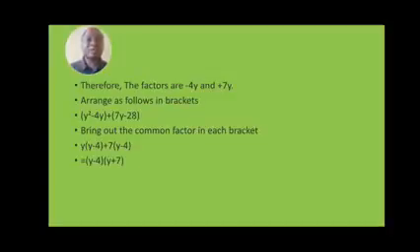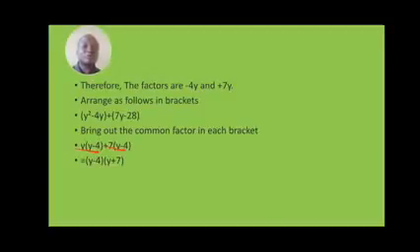So you put them in brackets, and the next step, you bring out the common factor in each bracket, just like we did before. In the first bracket, y is common. You bring out y, then you have in bracket y minus 4. Then in the second bracket, 7 can divide 7y, and 7 can also divide 28. So 7 is common. When you bring out the 7, you also have y minus 4.